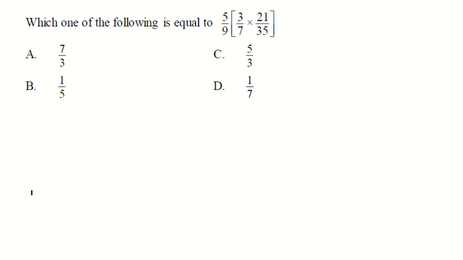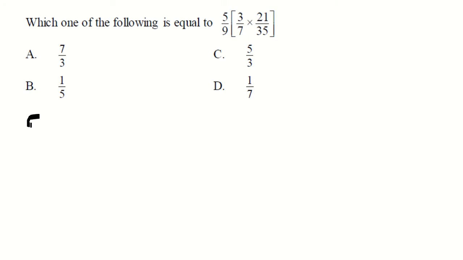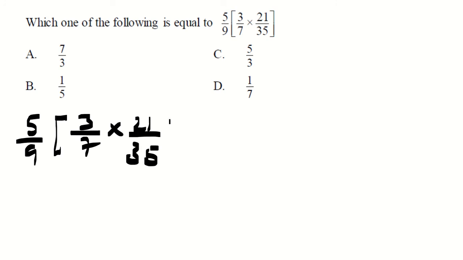Okay, let's write it once. Let's change even the color. It says 5 over 9 in bracket, big bracket, 3 over 7 times 21 over 35. In this kind of fraction multiplication, all of them are times. Here are the middle times, here also times, bracket. So we can simplify diagonally.